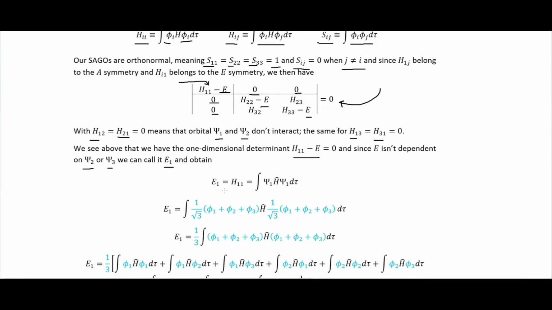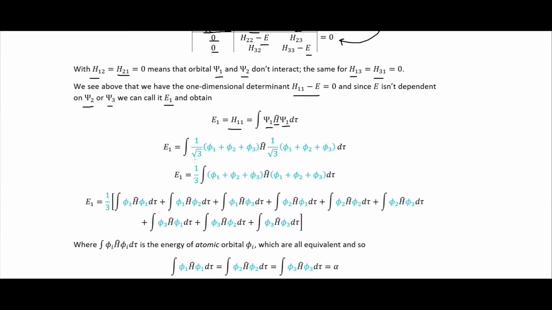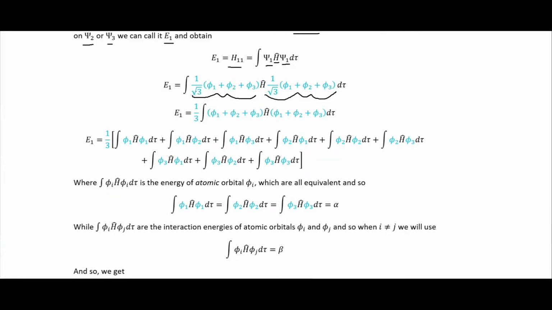So we have our E1 is equal to H11 because we need this right here to be equal to 0. And so that's equal to the integral of psi1, the Hamiltonian, and psi1 there. We put in our symmetry adapted group orbitals for each of those two psi's up there. We can multiply 1 over the square root of 3 by 1 over the square root of 3 to get 1/3, and move that out. Then we do the inner product of each of these atomic orbitals with phi1, then phi2, then phi3.